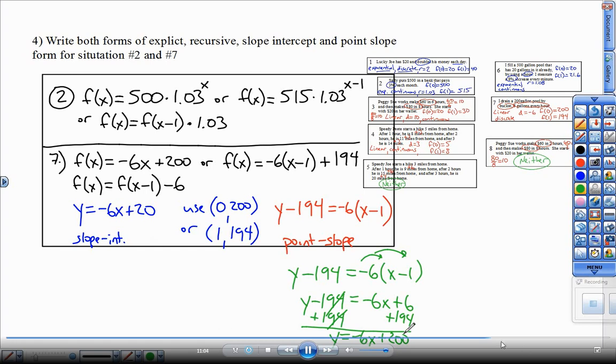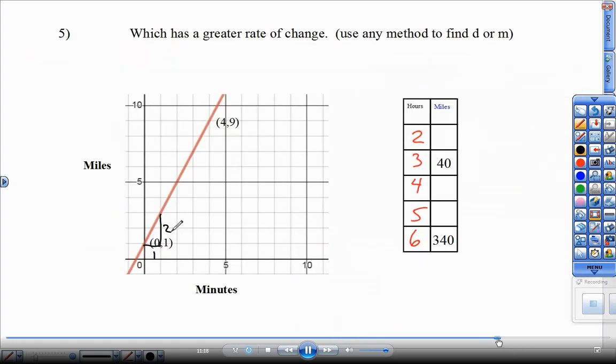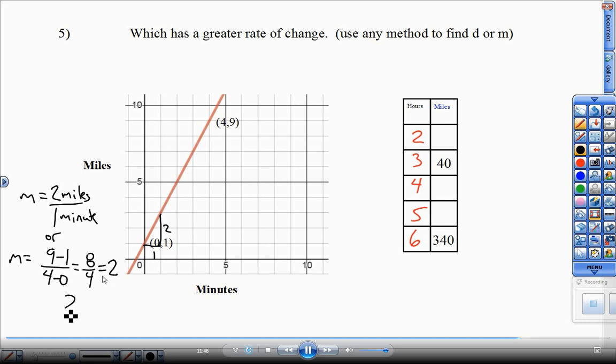All right, the last problem, as you compare rates of change. So again, with a graph, you could either find the run and the rise and put those together, making sure you're looking at the graph and the scale and the units. So 2 miles for every 1 minute. I could have got that from a slope triangle over 1 up 2, over 1 up 2. Or could have went over 2 up 4 and reduced it. Or I could take the y coordinates 9 minus 1 divided by 4 minus 0 gives me that same 2 miles for every 1 minute.